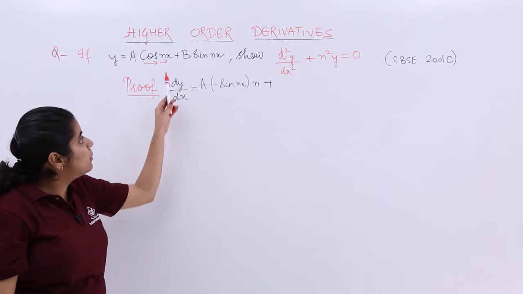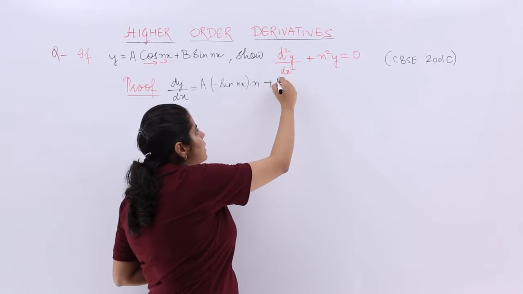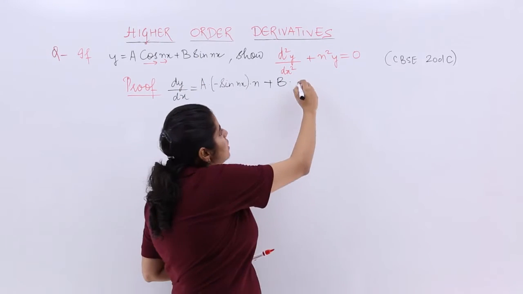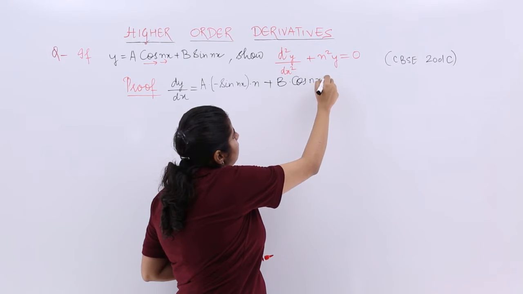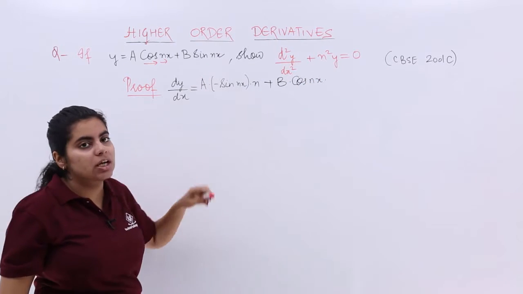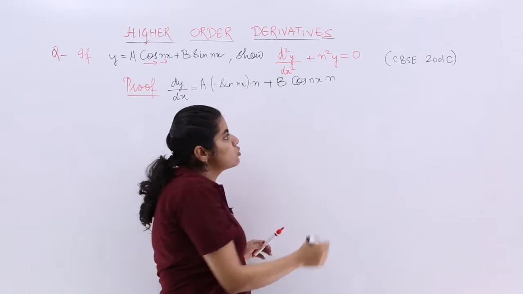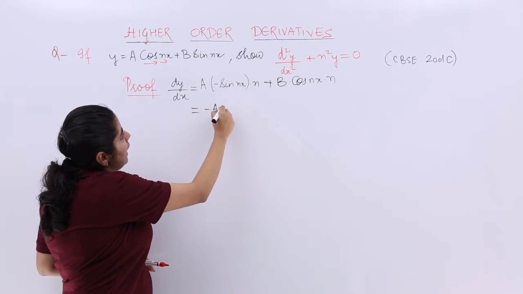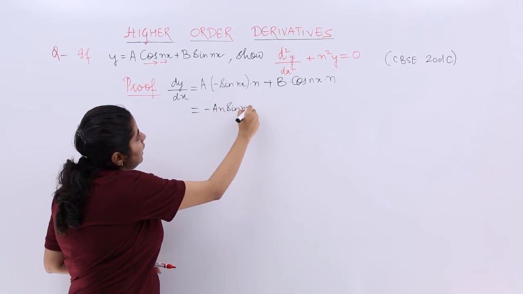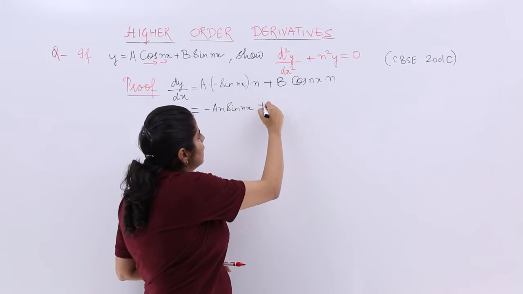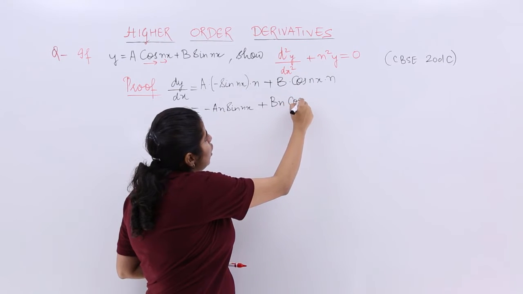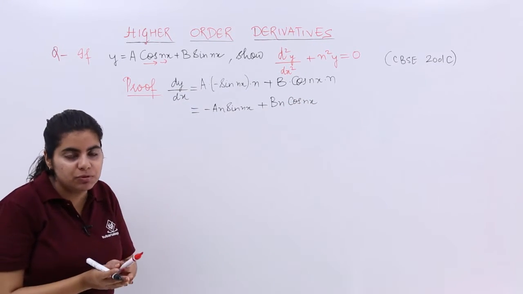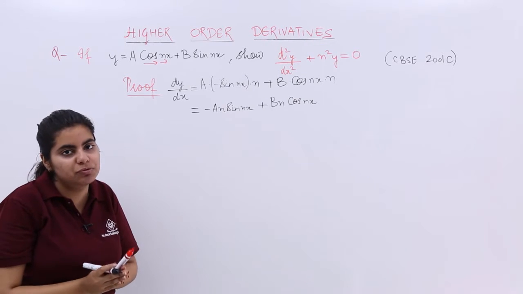Then plus b sin nx means b remains as it is. Sin nx, differentiation of sin theta is cos theta, so cos nx. Then nx, differentiation n. So let's now simplify it. It becomes minus an sin nx plus bn cos nx. Now dy by dx has been found out, means the first order derivative has been found out.